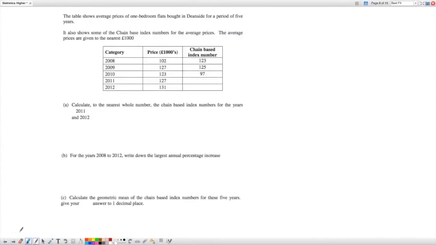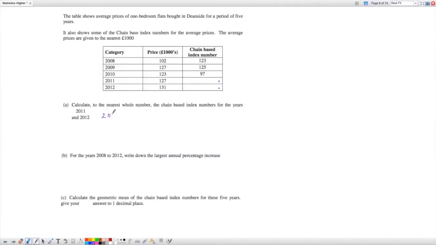The table shows the average prices of a one-bedroom flat bought in Deanside for a period of 5 years. It also shows some of the chain-based index numbers for the average prices. We're told that the prices are given to the nearest 1,000. So first, we're asked to calculate to the nearest whole number the chain-based index numbers for the years 2011 and 2012. Two missing values here from the table.